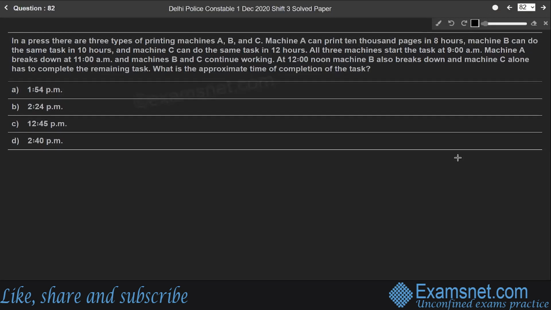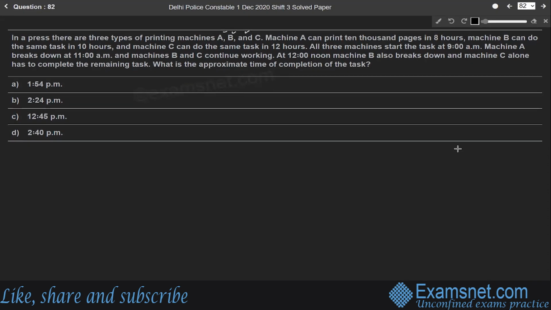Question 82. In a press, there are three types of printing machines A, B, and C. Machine A can print 10,000 pages in 8 hours. Machine B can do the same task in 10 hours. And machine C can do the same task in 12 hours. All three machines start the task at 9 a.m.